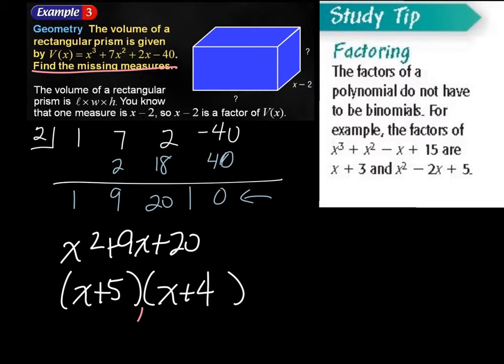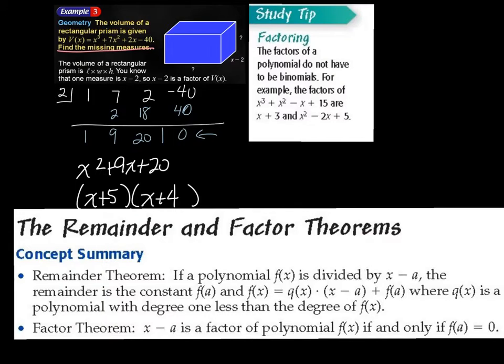So just like when we're reducing fractions, we're always going to look to see if we can factor more. Factors of polynomials do not have to be binomials. So they have x cubed plus x squared minus x plus 15 has factors of x plus 3 and then x squared minus 2x plus 5. Which I don't think I can come up with factors of 5 to give me a sum of -2. So in this case, we would have a binomial and a trinomial as factors.